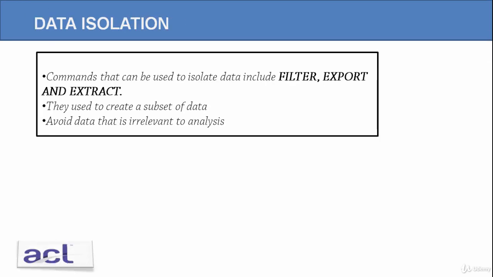Then talking about data isolation, there are several commands that we use to isolate data in ACL. We have the filter command, we have the export command, and we have the extract command. These commands are used to create a subset of data.